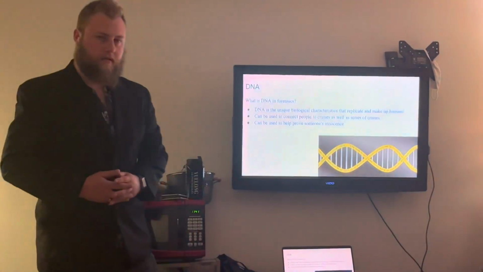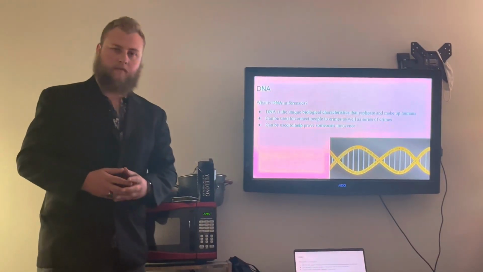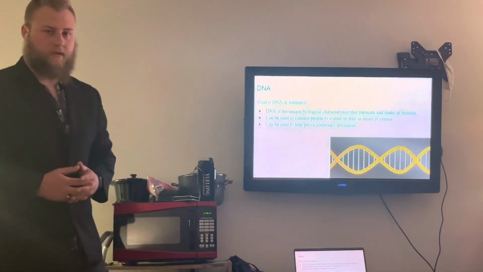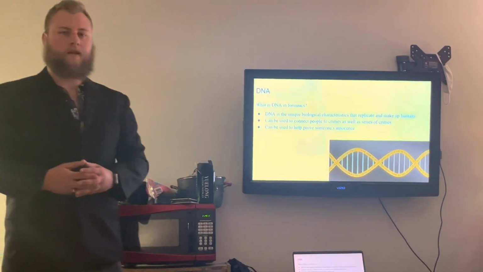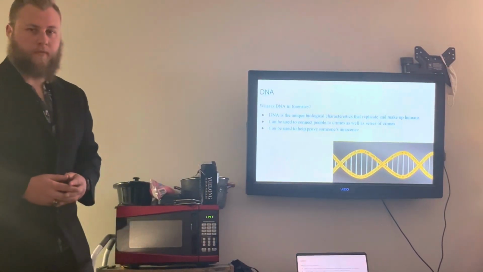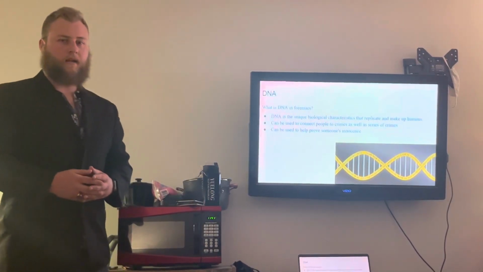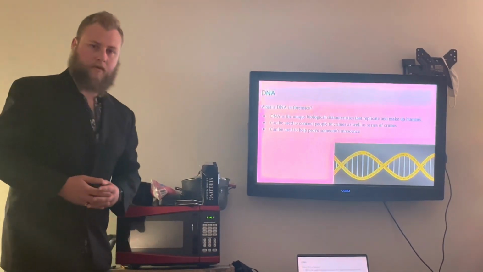There's DNA evidence, which is the characteristic bonds that make up humans and is unique to each person. It can be used to connect people to a crime scene or connect multiple crimes with each other. It can also be useful for proving the innocence of somebody by comparing the evidence found at the scene versus the person who they suspect.